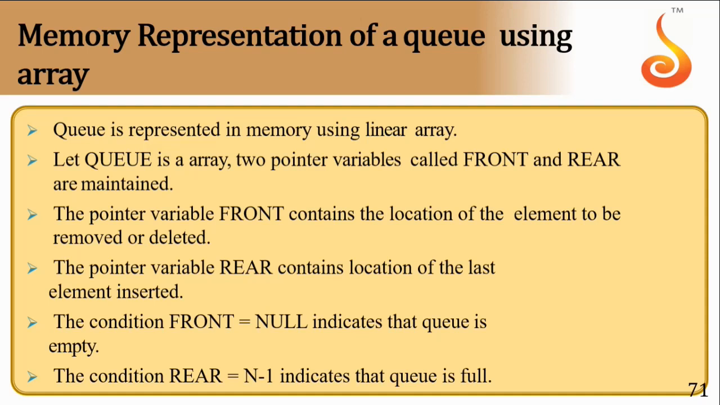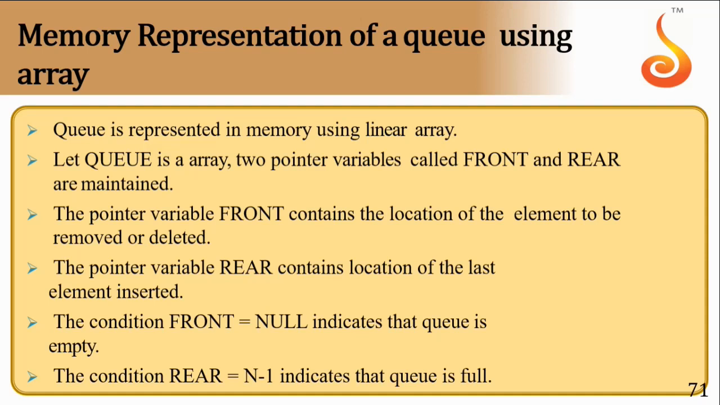So front and rear are two pointer variables which keep track of the front of the queue from which the element will be deleted, and the rear of the queue to which the element would be inserted. That is, the element is inserted at the rear of the queue and the element is deleted from the front of the queue. The pointer variable front contains the location of the element to be deleted, that is, it will point to the element which has to be deleted. If you perform the DQ operation, which element has to be deleted is taken care of by front. Getting it? Again, you cannot delete anything in between. Suppose I have four elements, without deleting the front element, I cannot delete the third element. No, I cannot do that. So the pointer variable front keeps the location of the element which has to be removed when you perform the DQ operation.